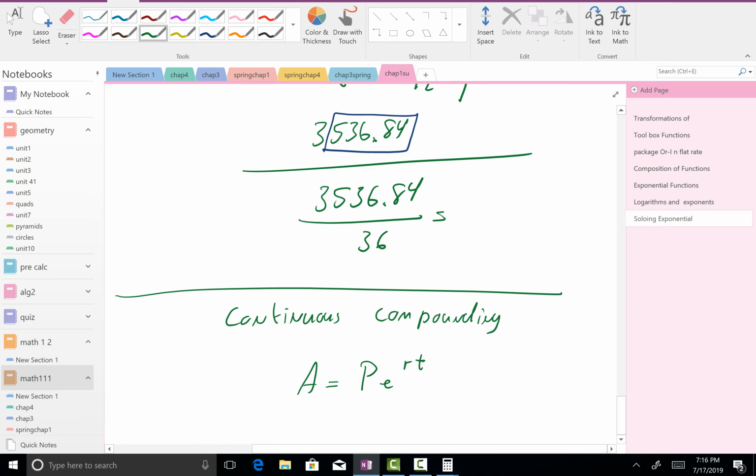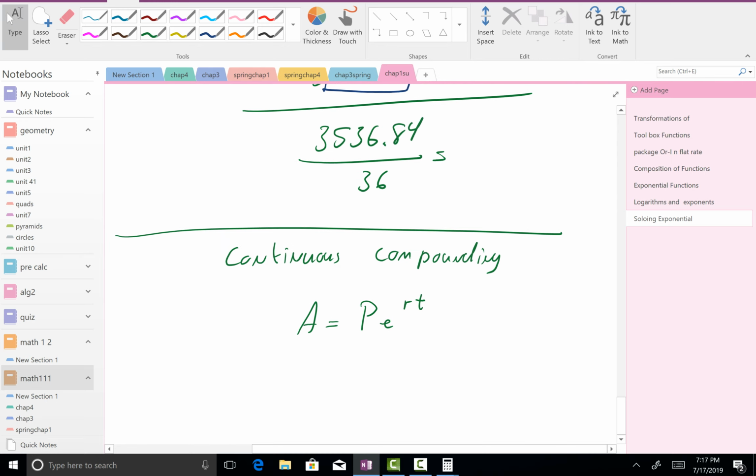A long time ago, when I learned this, it was PERT, and it was easy to remember because there was some shampoo out there called Pert. I don't think it's around anymore, but anyway. When you have continuous compounding, you're going to use PERT: P e to the r t. So either you're going to have some sort of a rate and a compounding, or you're going to have a continuous.